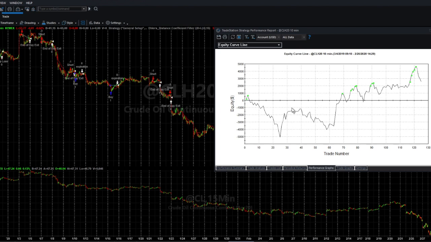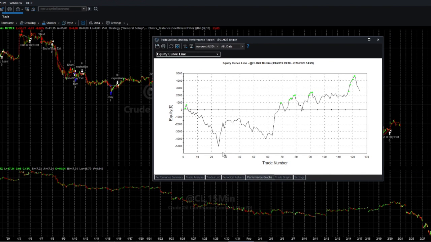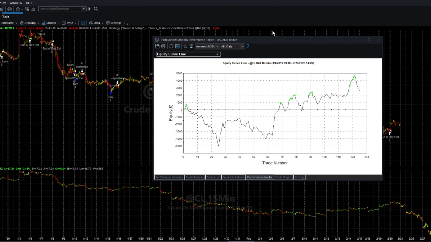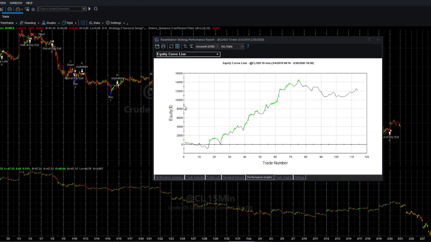Now let's see. We try to reference back to the data stream, so we have to turn the strategy on and off. And now let's see. Now look at that. You see the difference of this performance?